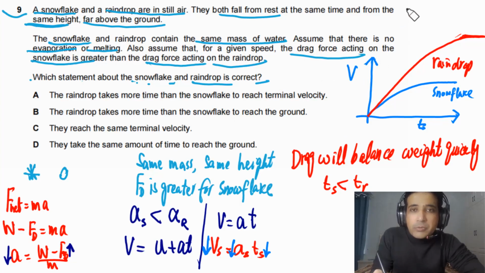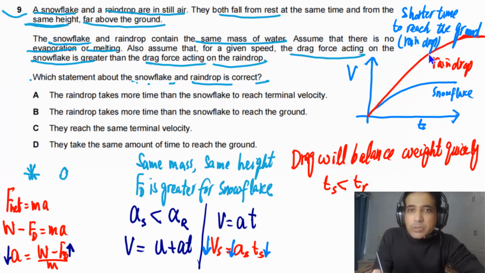So let me write down here: shorter time to reach the ground, because it has higher terminal velocity. So we are talking about the raindrop. It will take shorter time to reach the ground because its terminal velocity is higher. Now let's try to find out the answer.